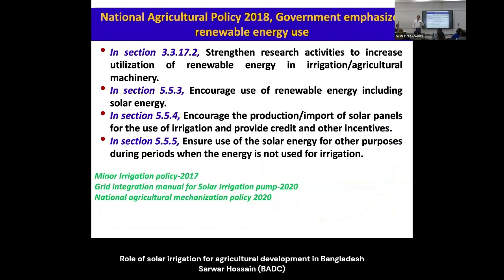In our National Agricultural Policy 2018, the government has emphasized strengthening research activities to increase utilization of renewable energy in irrigation. It encourages the use of renewable energy, including solar energy, encourages the production and import of solar panels for irrigation, provides credit and other incentives, and ensures the use of solar energy for other purposes during periods when the energy is not used for irrigation.